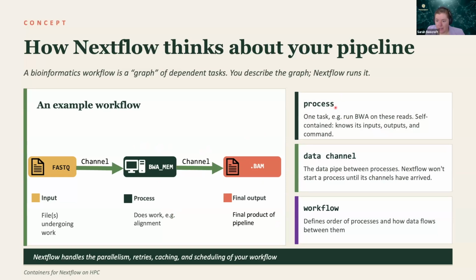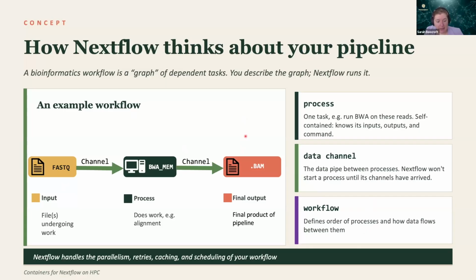So a process is one task. For example, you might be running BWA, then maybe you run FastQC or whatever, and each of these processes is self-contained. It knows its input, its outputs, and its commands. The data channel is what pipes the data between these processes, and it won't start a process until its channels have arrived. So it knows, okay, the fastq is ready for me, I'm going to do step A. Step A is finished, and I have the data I'm looking for, now I can start step B. The workflow is the order of the processes and how the data flows between them.